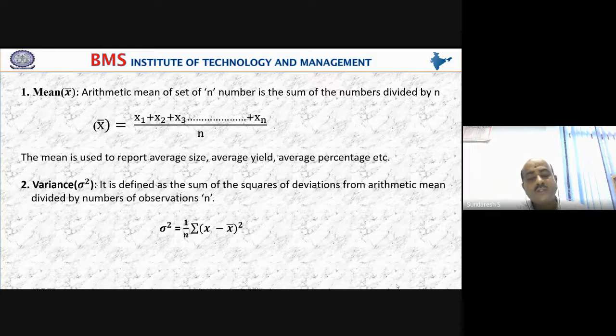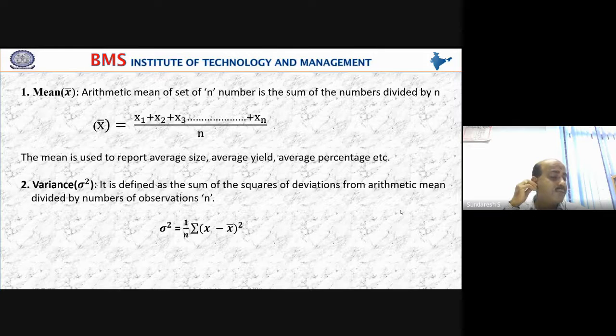Why I'm talking about this is that it is very important for us to do the tolerance analysis. The mean is used to report average size, average yield, average percentage, etc. I think this definition is already familiar to you, so I don't want to take much time on the definition of the mean.